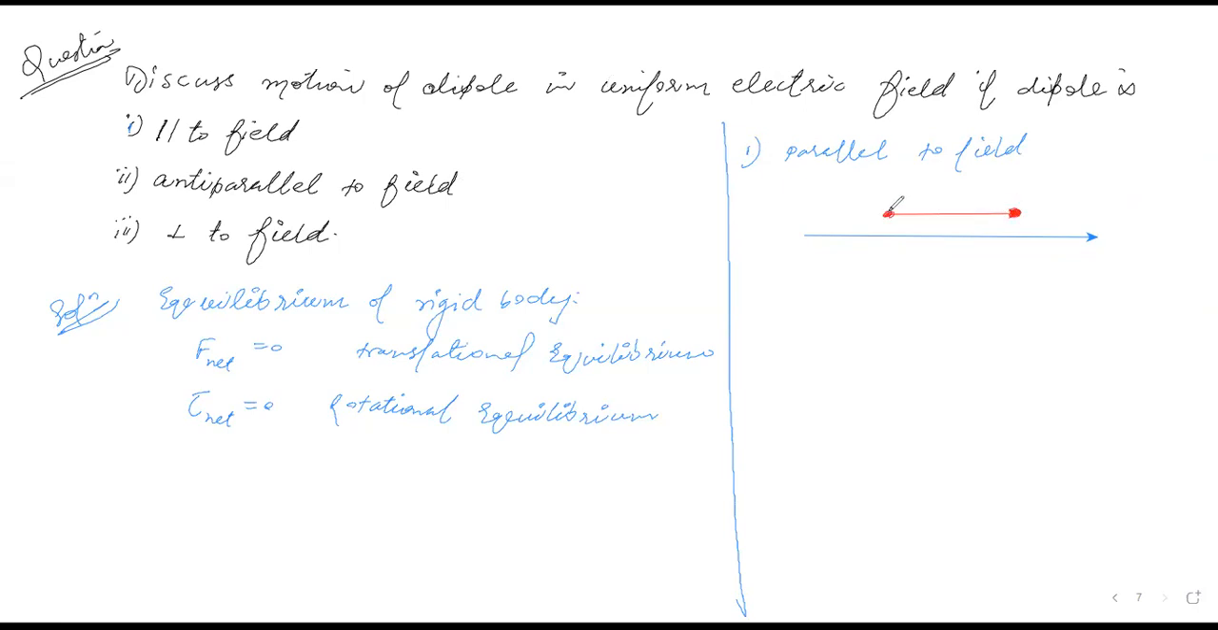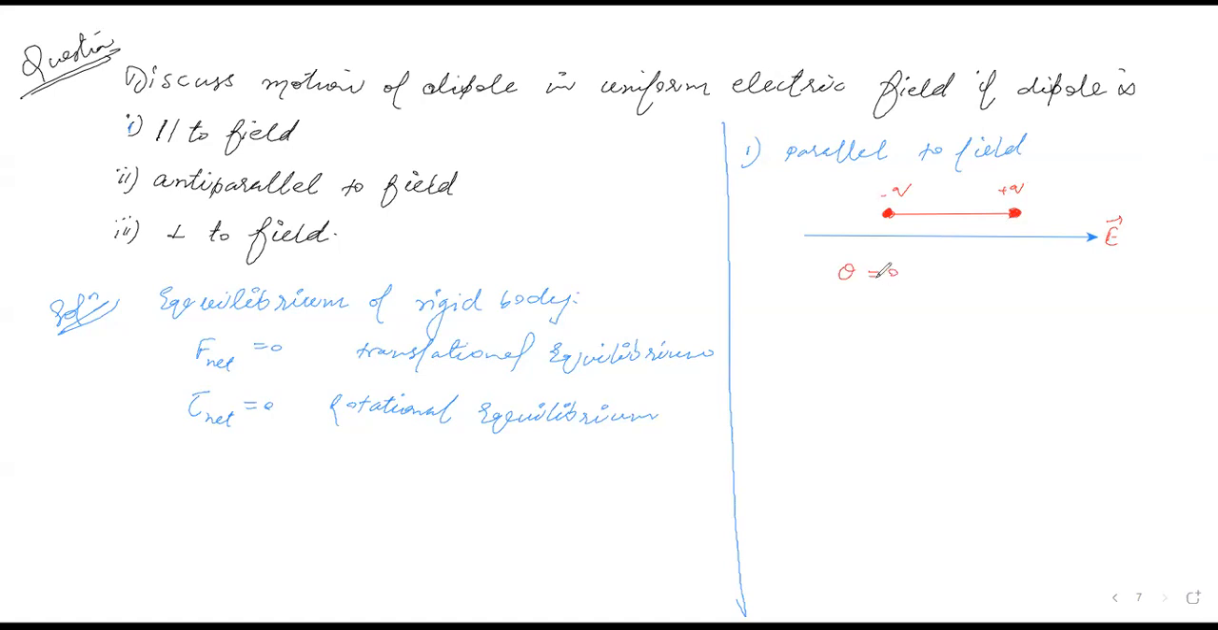Do you understand it? Yes, sir. This is of plus Q charge and this is of minus Q charge. And now you can look at it. This is the direction of the field. What will be the angle between the dipole and the field? Theta is 0. Are you clear or not?